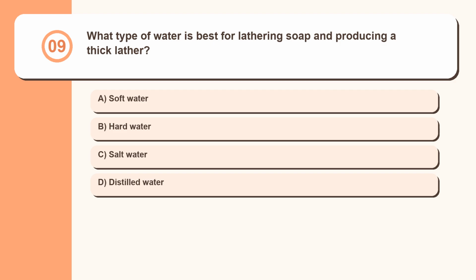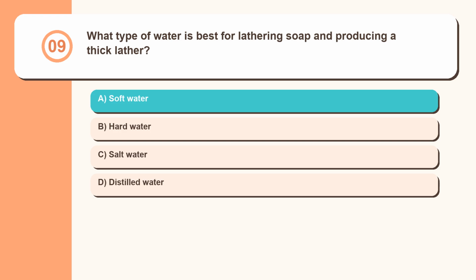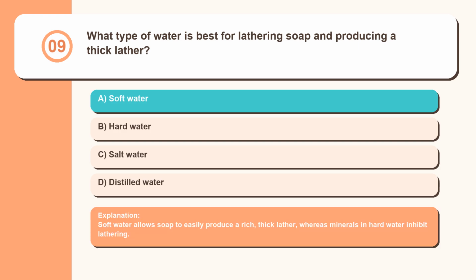Question 9. What type of water is best for lathering soap and producing a thick lather? Soft water, hard water, salt water, distilled water. Soft water allows soap to easily produce a rich, thick lather, whereas minerals in hard water inhibit lathering.